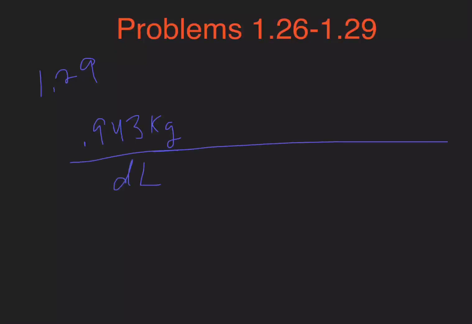Okay, last problem. We have a 1.29. 1.29 says the density of a substance is 0.943 kilograms per deciliter. Okay, you got to know your metrics for the test. Okay, what is the density in milligrams per millimeter cubed?